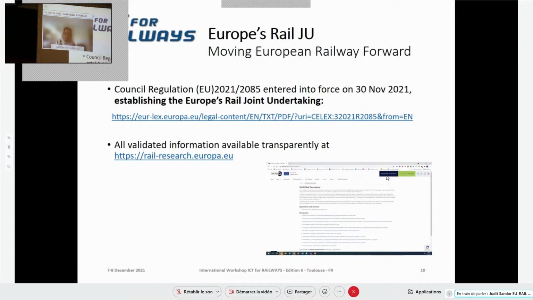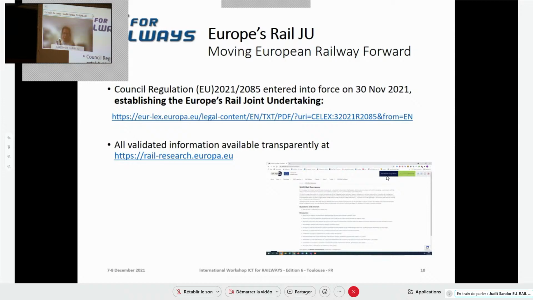And so this means that now there is this transitional period. Please also bear in mind that the title of the website, the Shift2Rail, is going to change. Also, our email addresses are changing. It's now rail-research.europa.eu, and not anymore Shift to Rail.